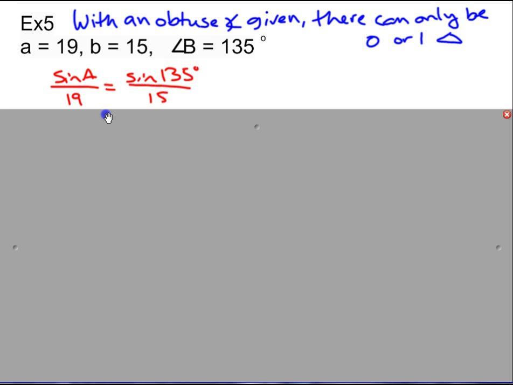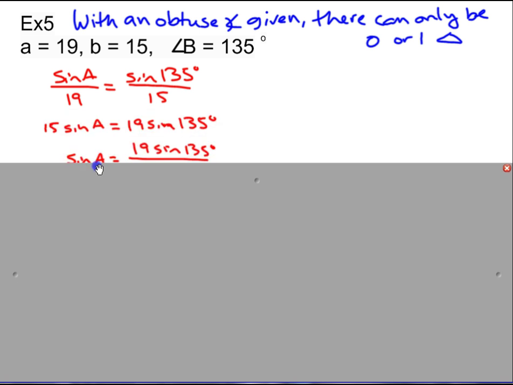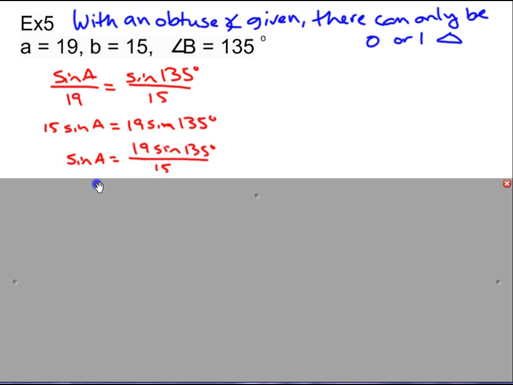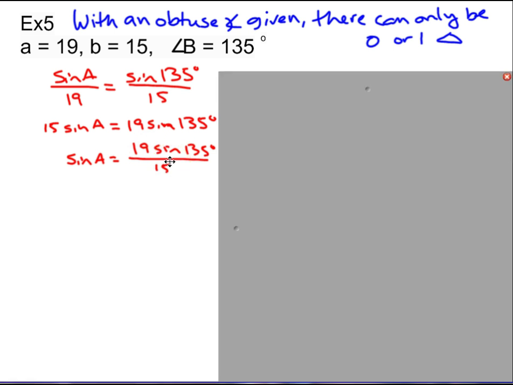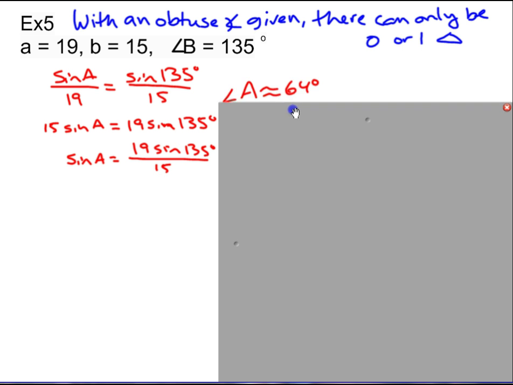Okay, so hopefully you set up your law of sines. You found that sine of A is equal to this ratio. Let's figure out what angle A is. Therefore angle A is equal to 64 degrees when you do your inverse sine.